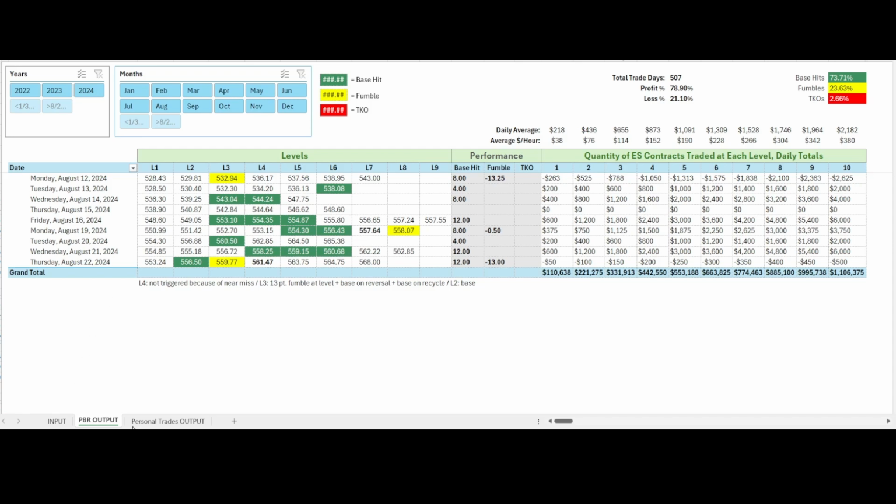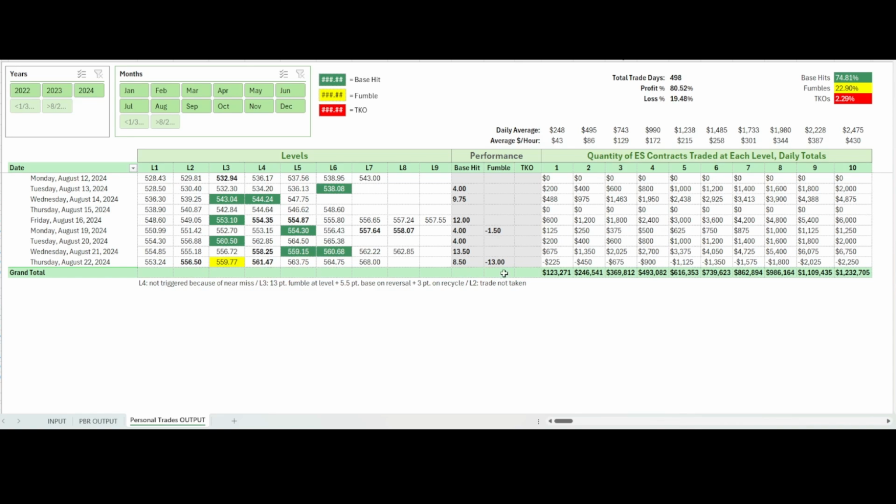And it looks like this. This is the playing by the rules log, following the process. You can read the notes here. First level not triggered because of that near miss. 13-point fumble. Trading at the level, then a base on the reversal and a base on the recycle, all at the same level. And then this next level down here at level 2 was just a simple base hit. So there you go. Gave back 13 points, pulled 12, so it would have ended in the red a little bit. My trades were a little worse because I didn't get that last base hit. So I gave the 13 points back. Then with my 2 contracts, it was negative 450 before commissions.